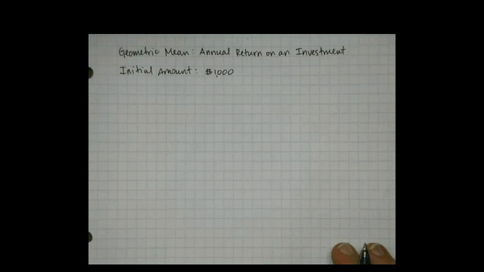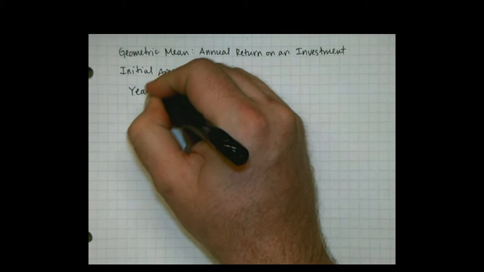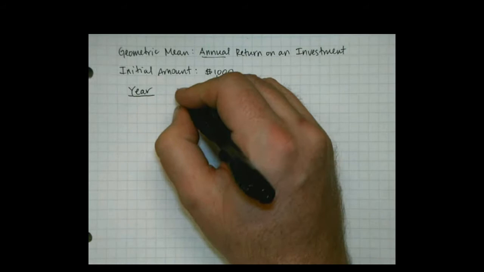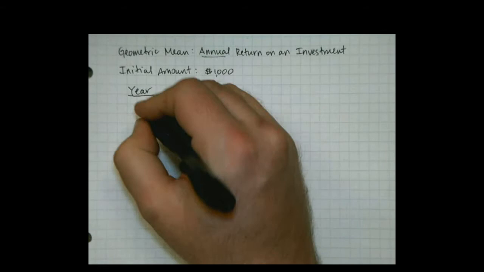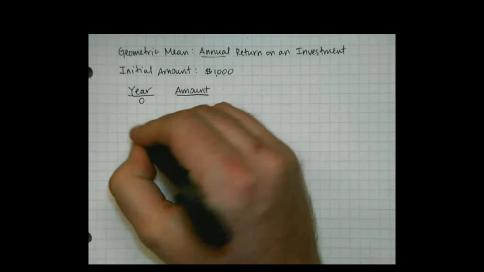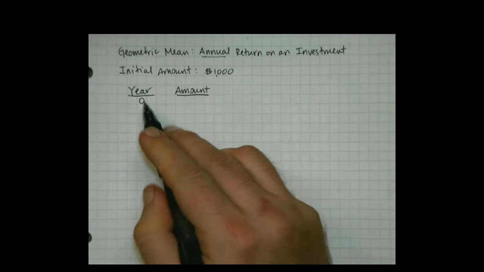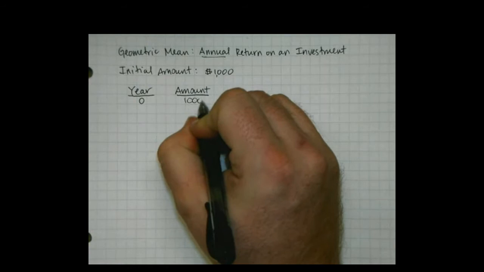So let's say I have an investment. The initial amount is going to be $1,000. Let's say I inherited it. Now, it's annual, so that means yearly. So one of my columns is going to be year. So it's the beginning of time as far as this investment is concerned, so we're going to put the year as zero. There technically is no year zero, but for the purposes of this, yes. And the amount is $1,000, year zero because no time has passed.